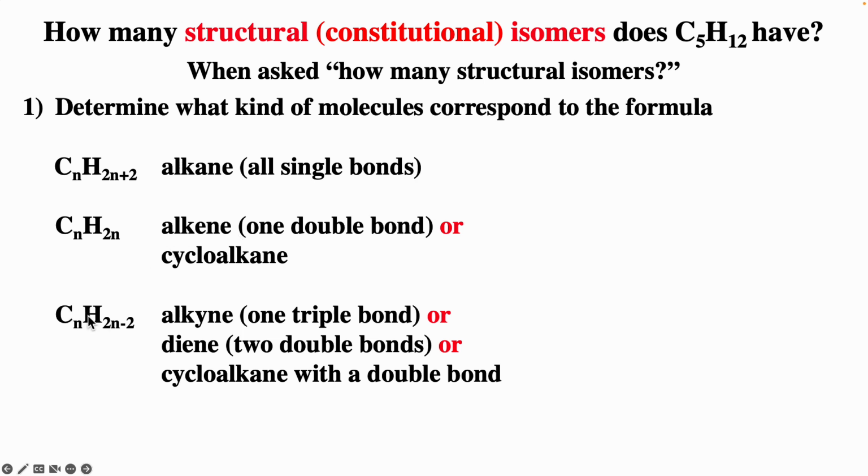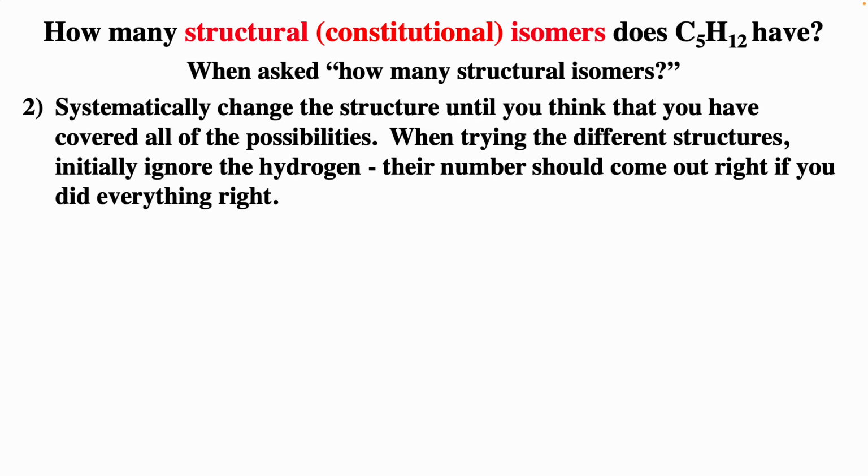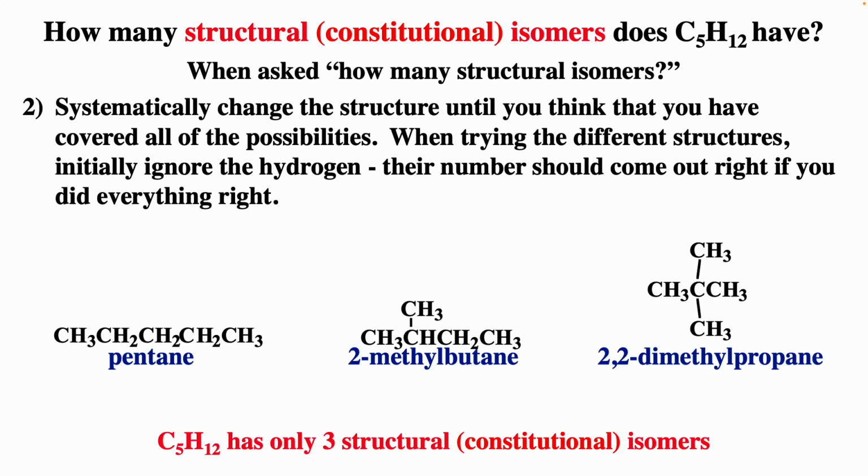If you have CnH2n-2, that means you have a triple bond, two double bonds, or a cyclic group and a double bond. And so if you're given something like this, you want to look at what is the type of molecules you could have and then try to do it systematically, seeing what you got. And so we see that we have CnH2n+2, so that means all the carbon-carbon bonds are single. And so then we systematically change the structure until we think that we've covered all the possibilities.